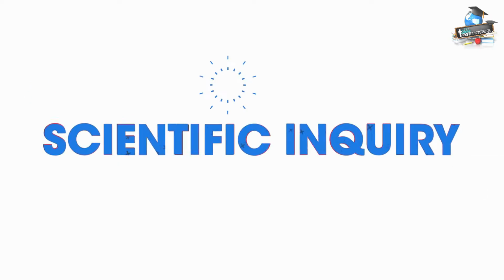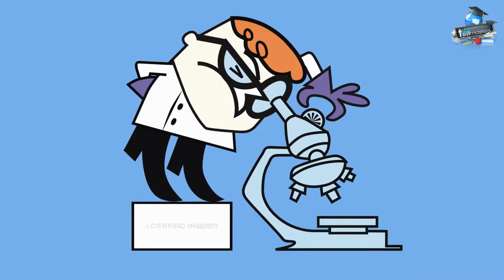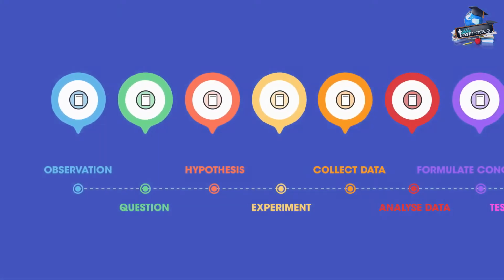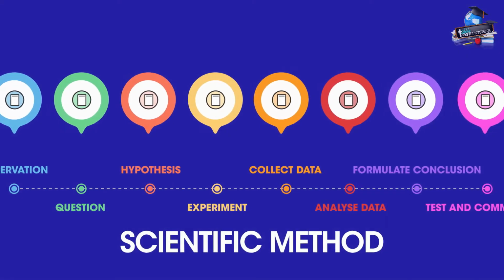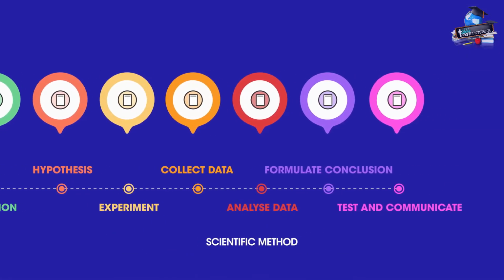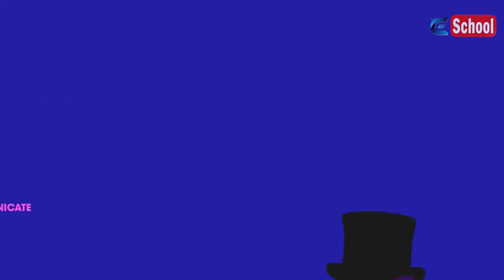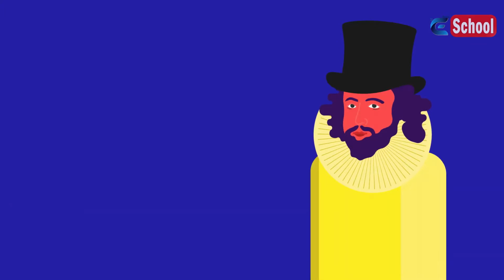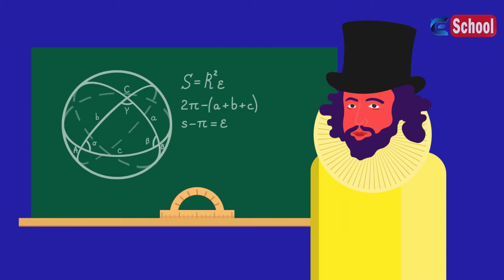How is scientific inquiry carried out in practice? Before a hypothesis is accepted by the scientific community, it goes through a series of steps. This is what we call the scientific method. This method was first devised by Sir Francis Bacon, an English scientist and philosopher. He argued that evidence was needed in order to prove that something was true.